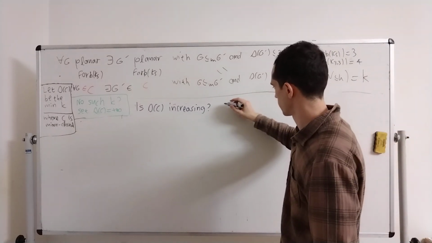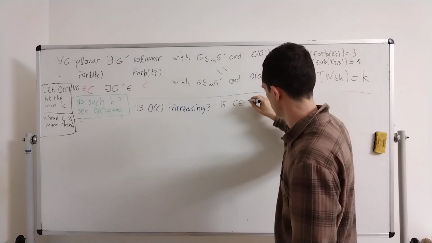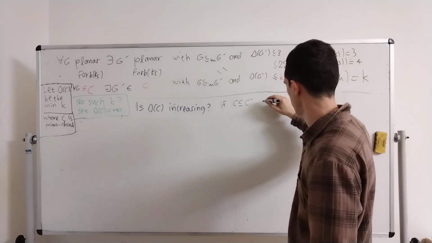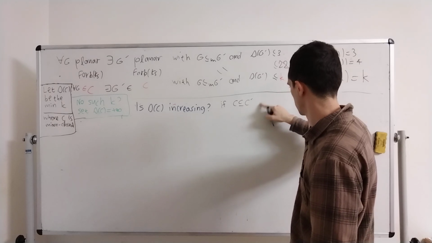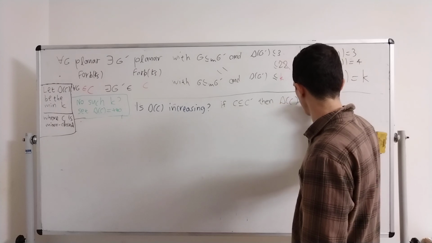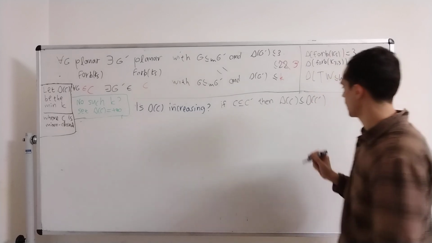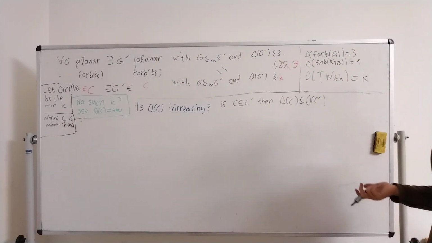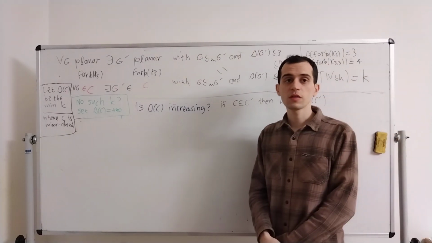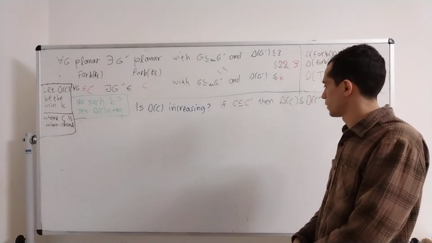So this would mean that if C is a subclass of C prime, then delta of C is less than or equal to delta C prime. And this is not the case. So why?